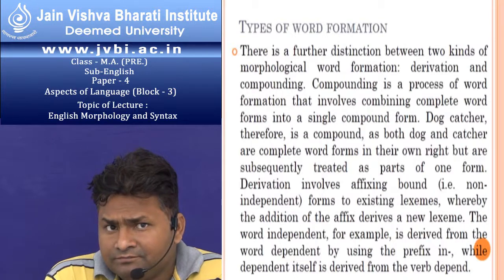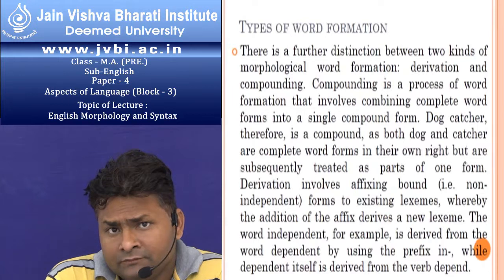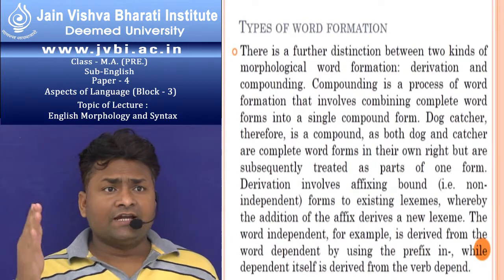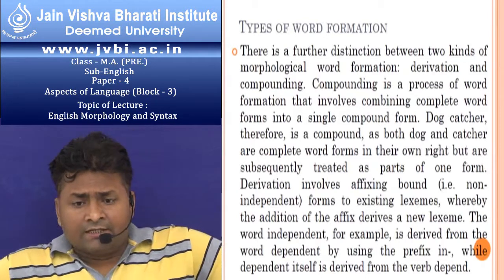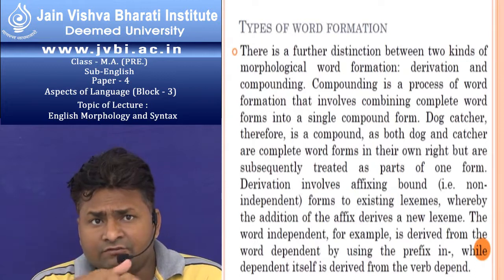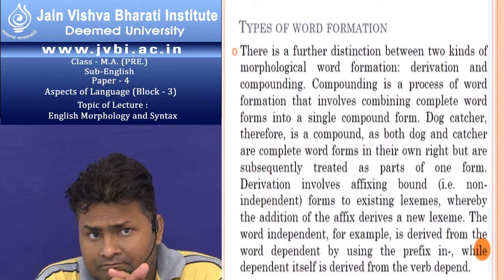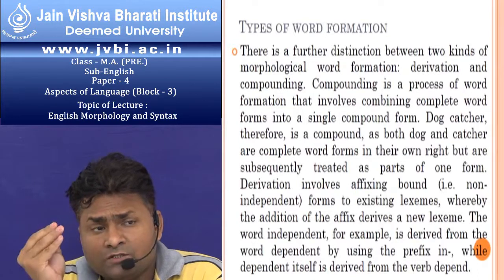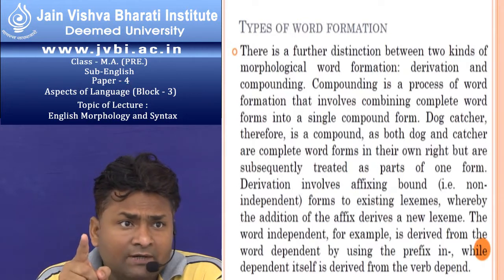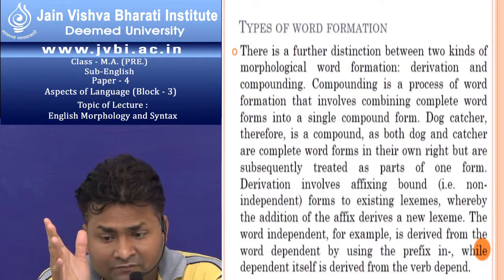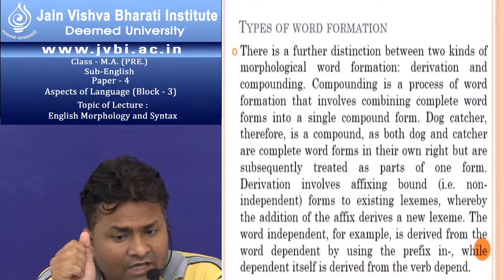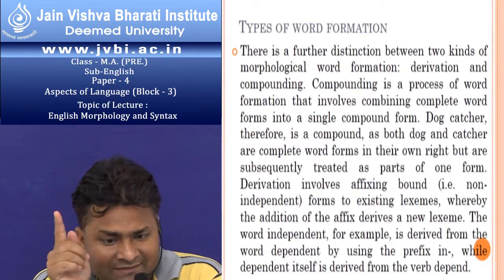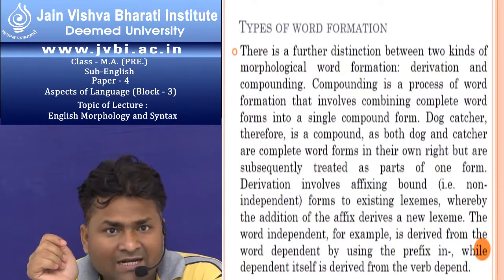There is a further distinction between two kinds of morphological word formation. The further distinction that we would like to understand, my dear friends, is that of derivation and compounding. What is compounding? Compounding is a process of word formation that involves combining complete word forms into a single compound form. For example, dog catcher is a compound, as both dog and catcher are complete word forms in their own right, but are subsequently treated as parts of a single form.